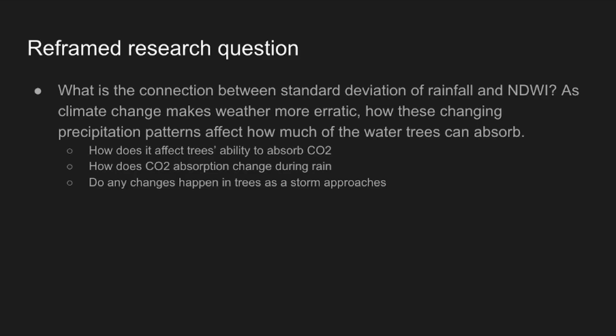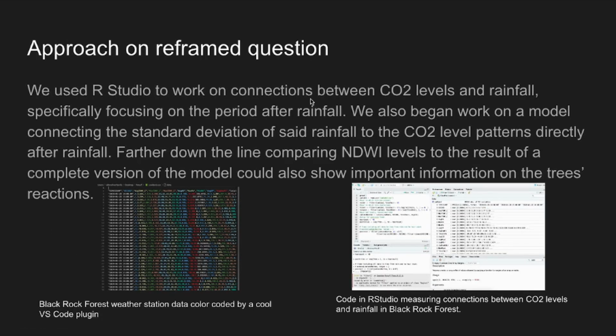These changing patterns can affect trees' ability to absorb CO2 and water, because of the process of photosynthesis, in which they absorb CO2. It uses both water and sunlight, which are things that are affected by storms. The approach used RStudio to make models for connections between CO2 levels and rainfall in their data, specifically the period after rainfall.